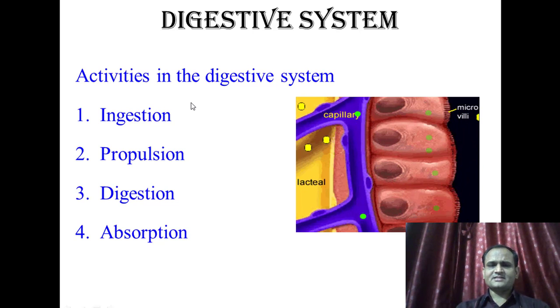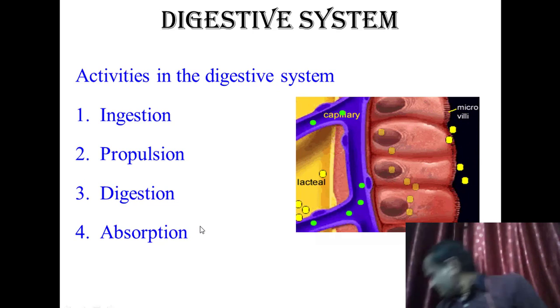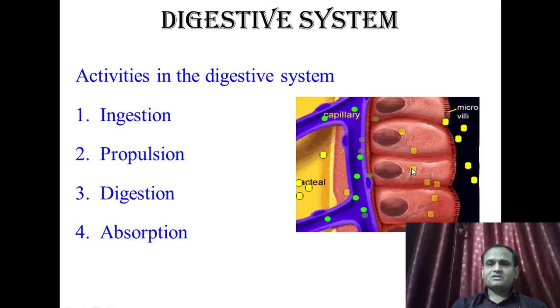The very first activity involved is ingestion, meaning taking the food particles into the alimentary canal. Propulsion means movement of the food particles across the alimentary canal. Digestion, the breaking down of food particles into fine particles, is of two types: chemical digestion and mechanical digestion. Mechanical digestion starts within the mouth, and chemical digestion also starts within the mouth and takes place throughout the passage of the alimentary canal. And the next one is absorption: the transfer or passage of substances from the alimentary canal into the systemic circulation.